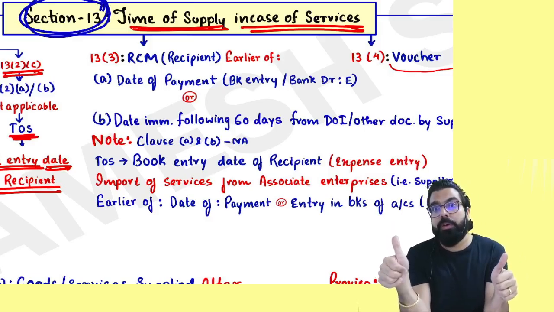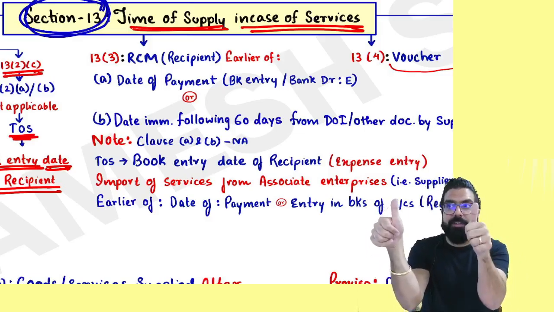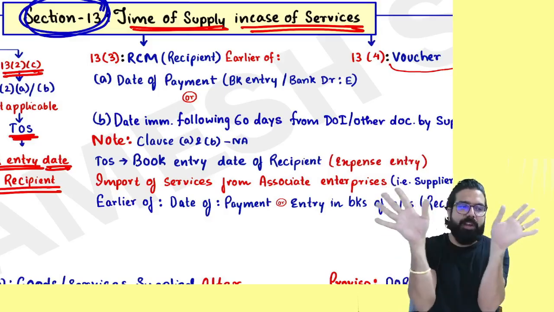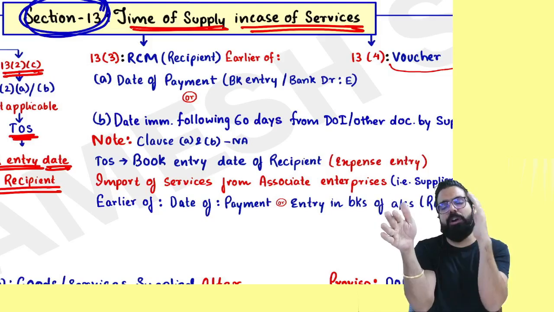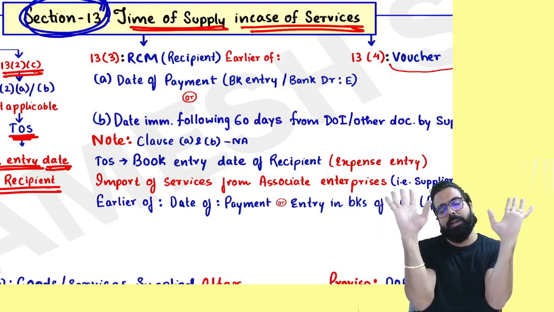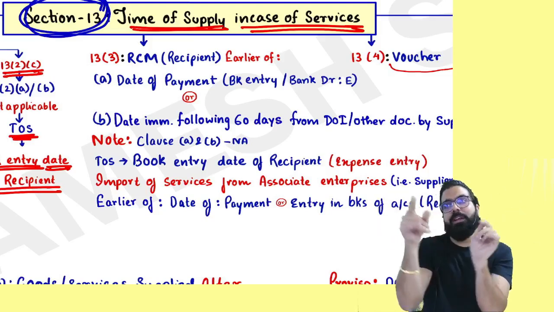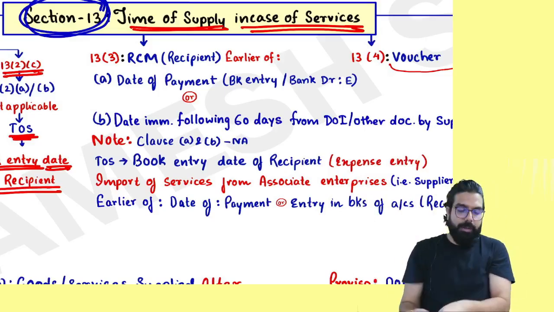Date of invoice or date of receipt of payment, whichever is earlier. If the invoice is not issued on time, then the date of provision of service or date of receipt of payment, whichever is earlier. Sir, if all these are not there, then take the book entry date of the recipient.